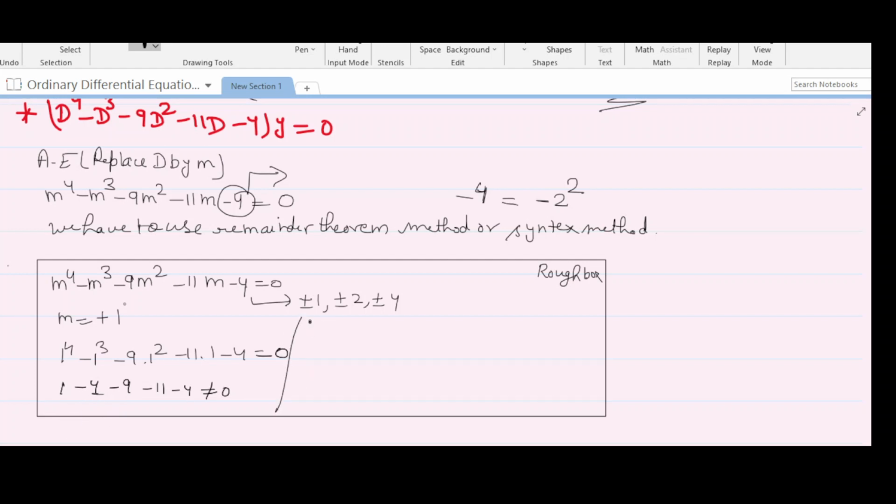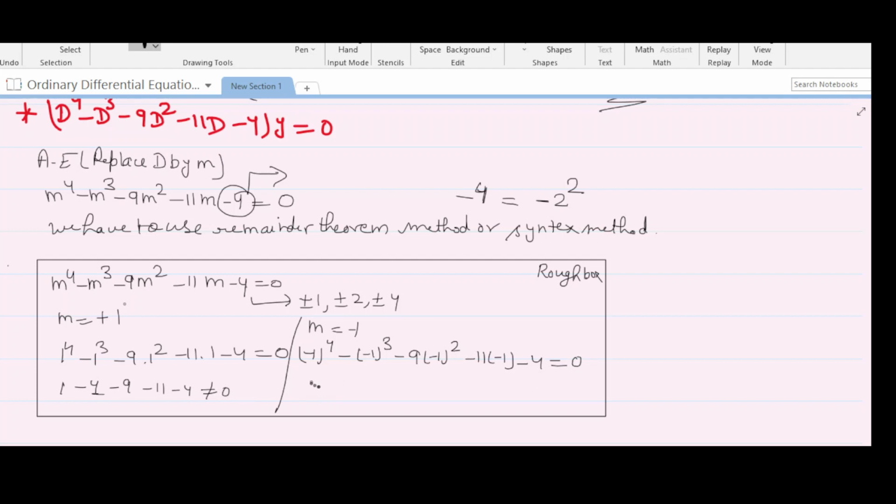Put m equal to minus 1, right? When we put m equal to minus 1, that will be minus 1 to the power 4, and then minus 1 cube minus 1 cube minus 9 minus 1 square minus 11 minus 1 and then minus 4, that is equal to 0. We need 0 equal to 0.